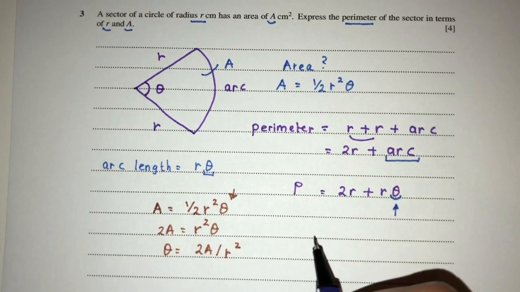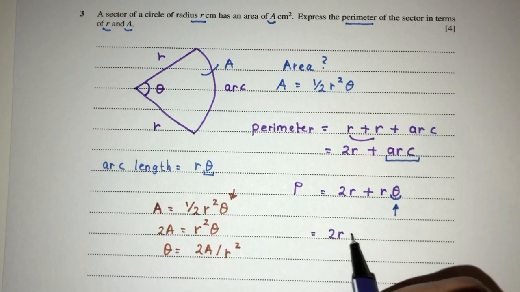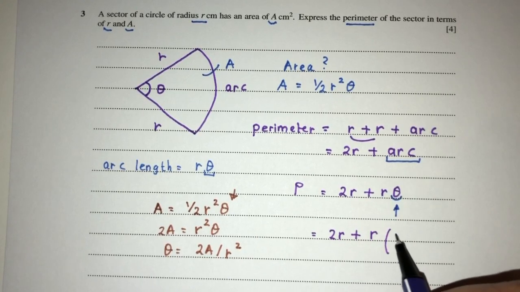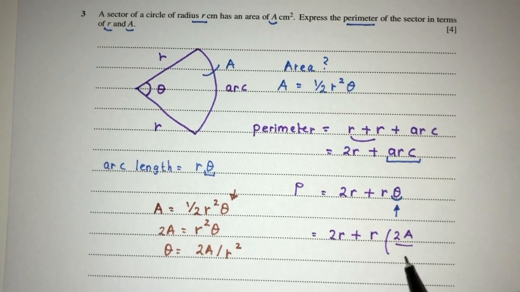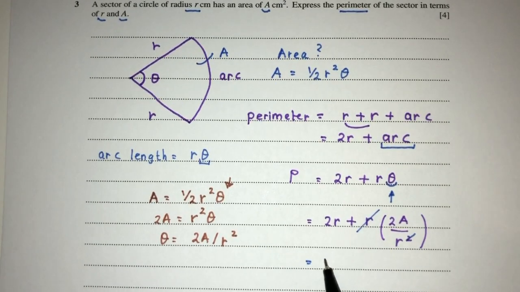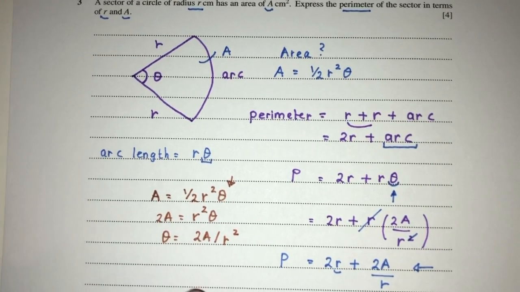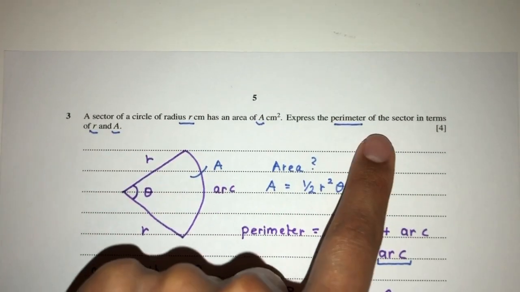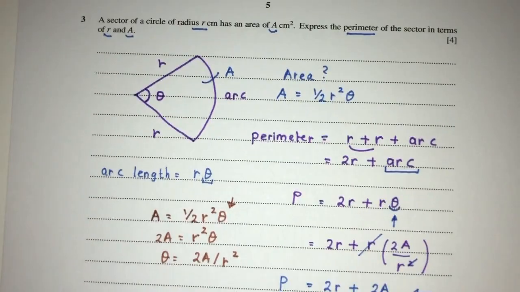Now let's put this back here. You will have 2r plus r times 2A over r squared. Now the r will cancel out, and as you can see, this will be 2r plus 2A over r. And this is your answer in terms of r and A, and there's no theta to be seen, because we have to give the answer according to the question. That is your question number 3.